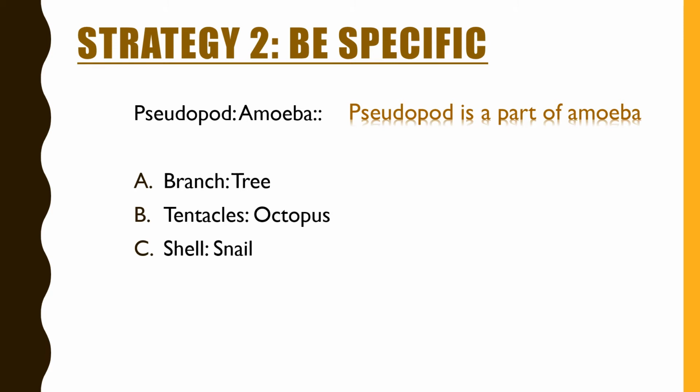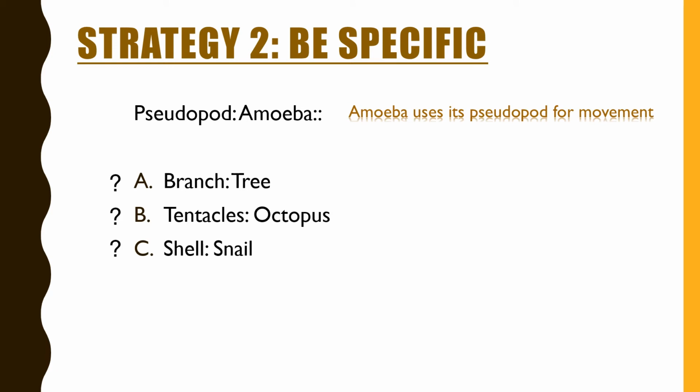Now when I apply the sentence, I realize that I'm in trouble. Why? Because branch is also a part of a tree, tentacles is also part of an octopus, and shell is a part of a snail. So I realize that my sentence is so generic and I need to be more specific. Let's ask ourselves this question, for what does amoeba use its pseudopod? The answer is, it is for locomotion or movement. So the sentence can be, amoeba uses its pseudopod for movement.